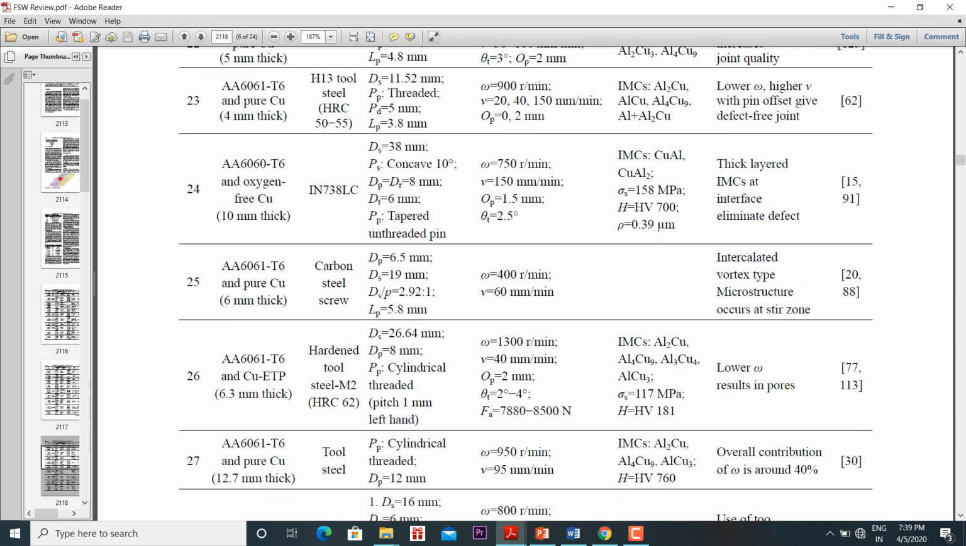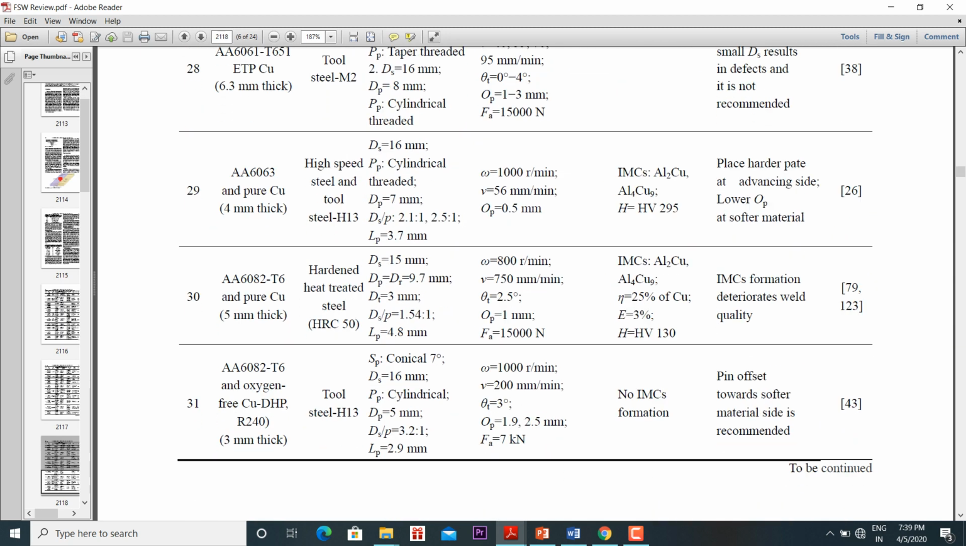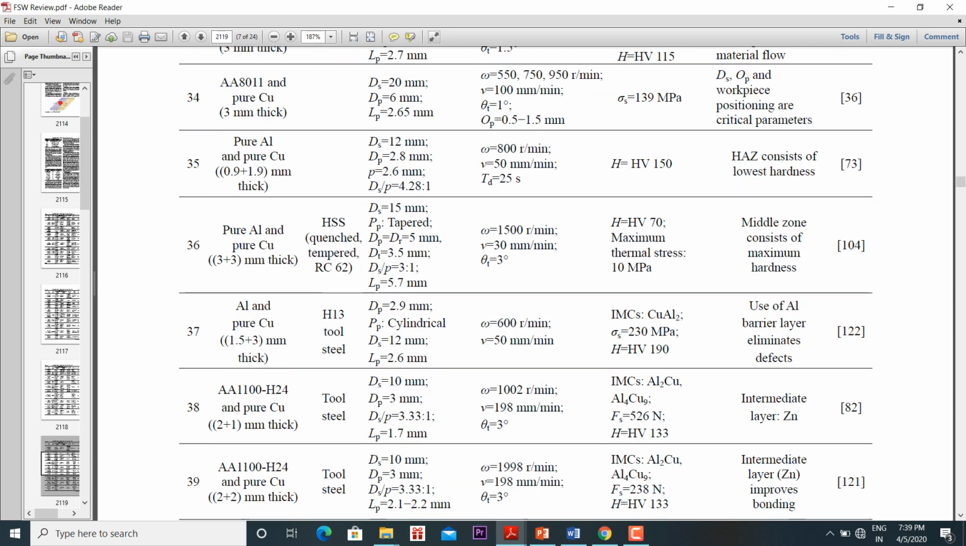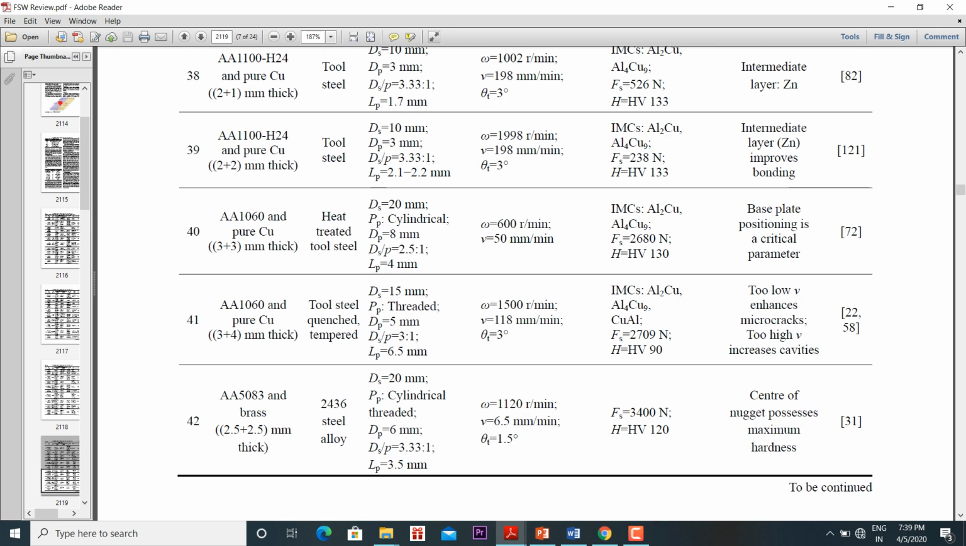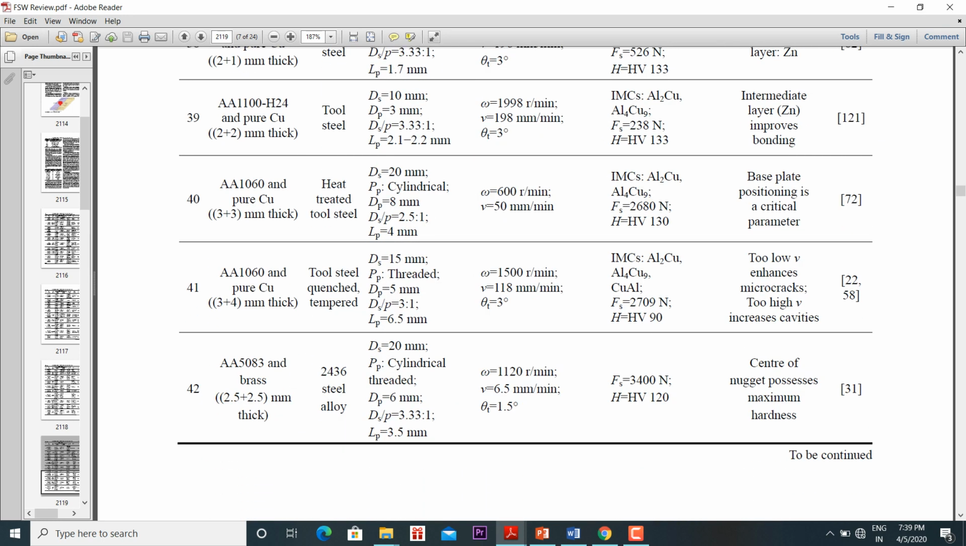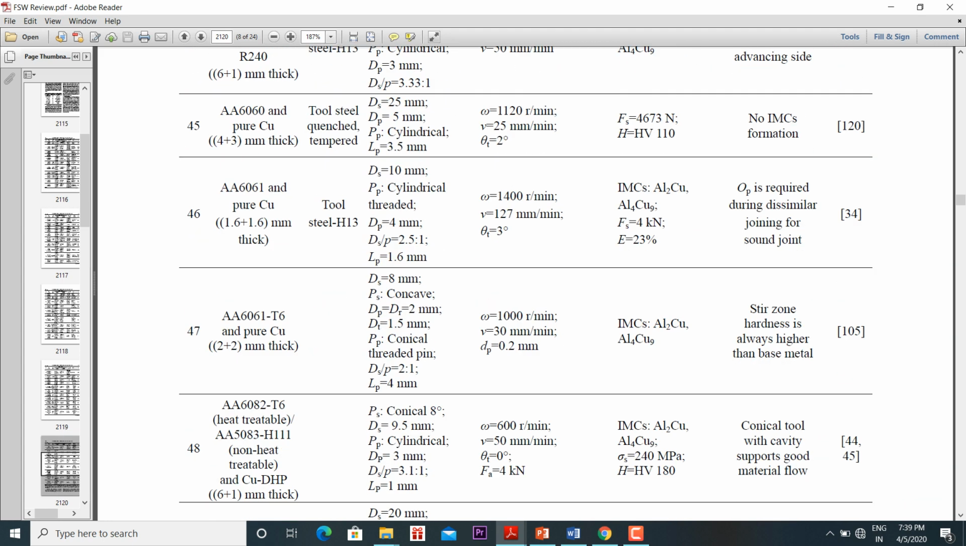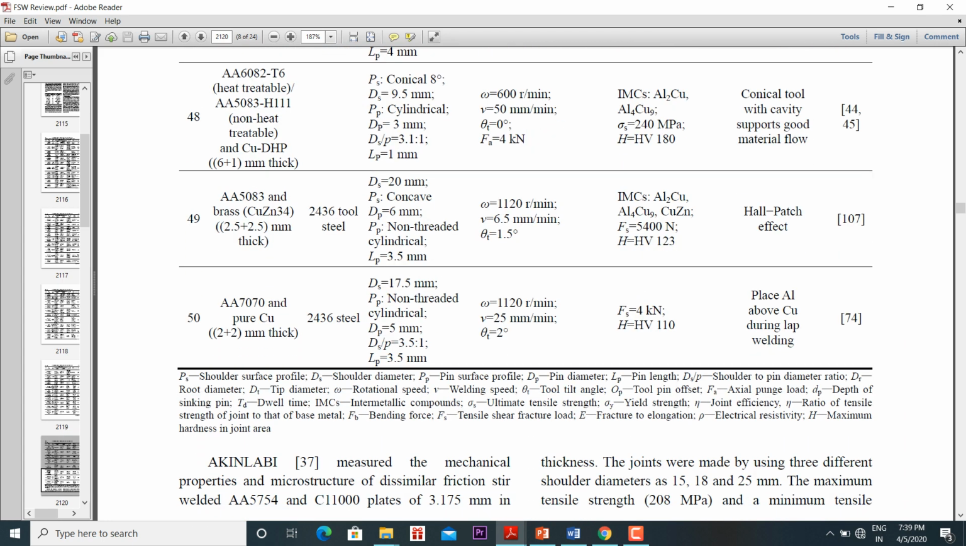You can see here, it's still going. Okay, if you make this kind of comparison, it will be easy for the reader to understand. There are around 50 papers corresponding to friction stir welding of aluminum to copper, and they have mentioned the tool materials, tool geometries, parameters, and their major inference. Okay, these are the things they have drafted in the form of a table.